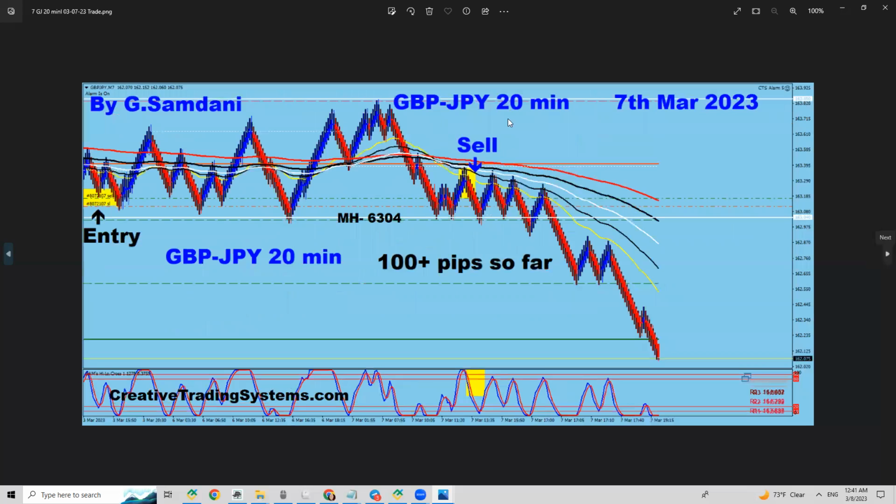And then this one, pound yen to the downside. Here you can see the yellow line is below the black, and this indicator all the way up is turning to the downside. Sell order is here. SL moves to break even, plus 100 pip all the way down here. This one, by mistake, I left it there, so don't worry about that.